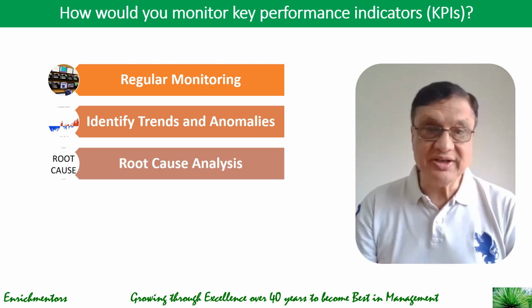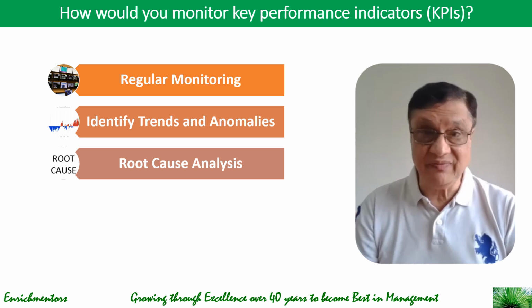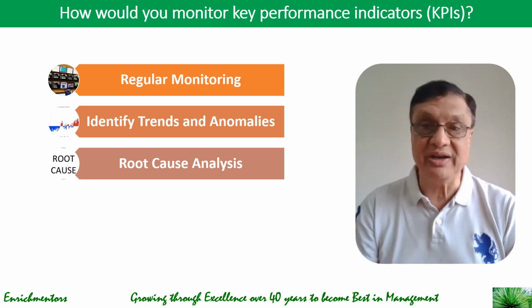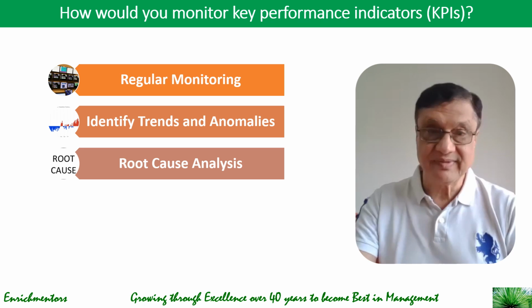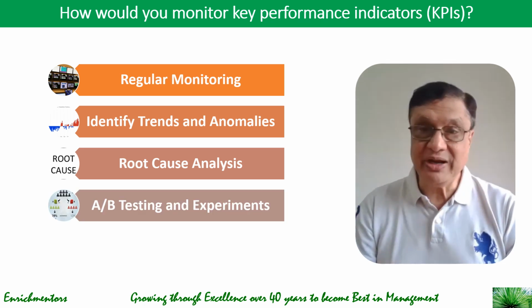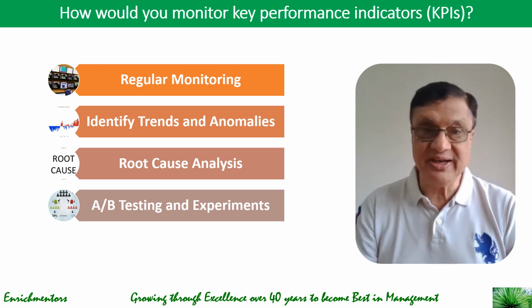Now, when you notice significant changes in KPI, significant is the word. Don't go after random changes. So you define what a significant change in KPI would be. Then you need to conduct a root cause analysis to understand why those changes have happened. And this may involve digging into user data, user feedback, or separate market research. Implement A/B testing and experiments to test hypotheses and make data-driven improvements. For example, if you have different UI designs, you can test them to see which one leads to higher conversion rates.